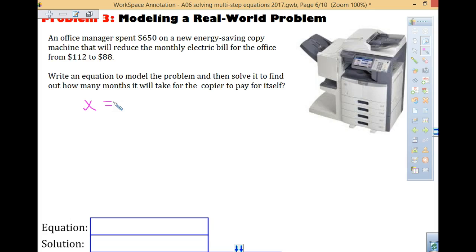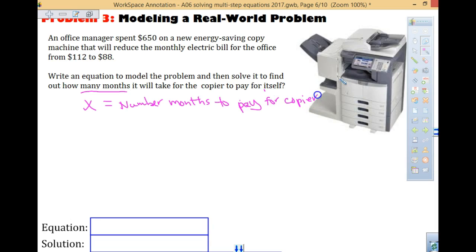We're trying to find the amount of money that we're saving, right? Dollars saved, something like that. So if we write an equation to solve and find how many, are we trying to find money or how many months? Months. So X is going to be the number of months, right? Number of months what? The number of months to save or to pay for the copier, right? That's what we're looking at. So read the question. That's usually going to tell you what your variable is. The number of months to pay for the copier.